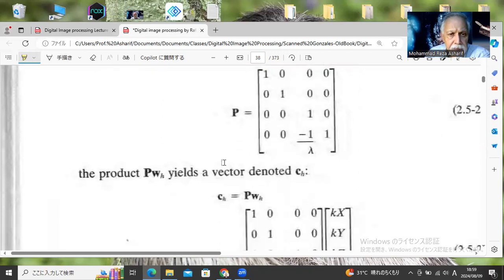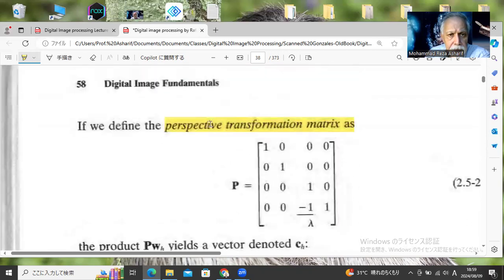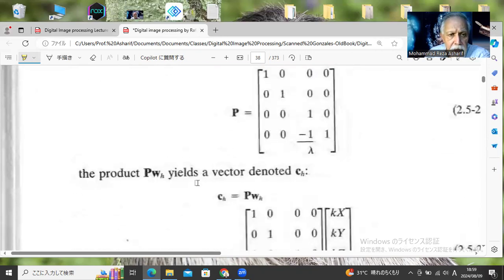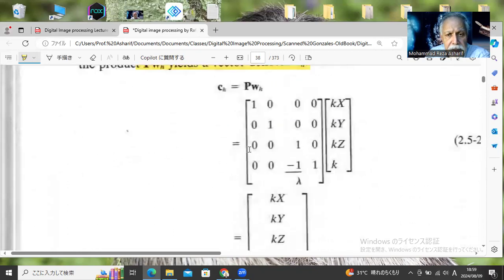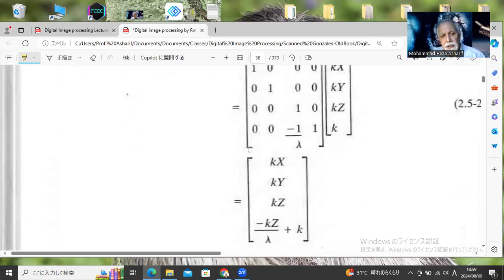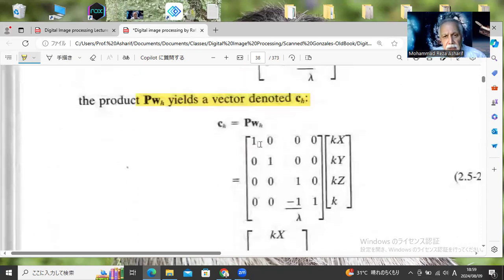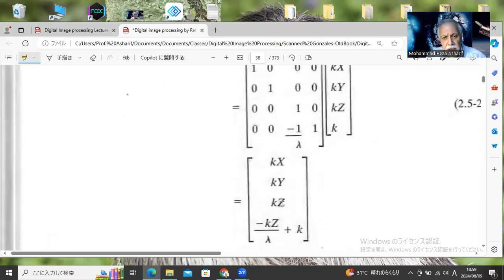This is due to the projection of the focal distance lambda. And if we multiply this perspective transformation by the homogeneous coordinate, we will get the CH, which is the image homogeneous coordinates. Multiplying this by this, you obtain kx, ky, kz, and the last one is this.